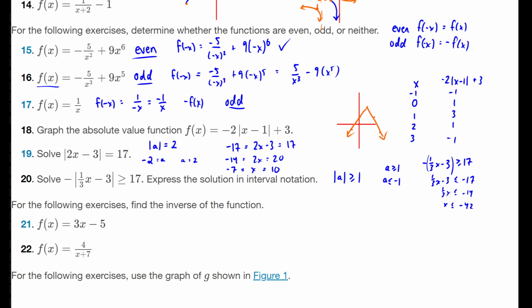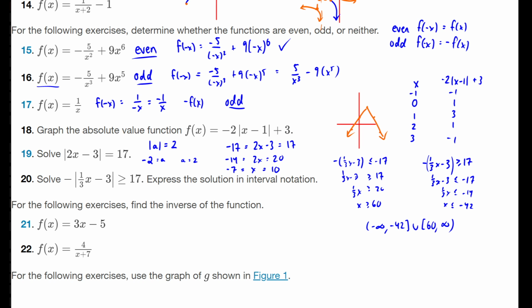So let's just clear this first bit here so we can do the other side. Negative 1/3 x minus 3 is going to be less than or equal to negative 17. So this means that 1/3 x minus 3 is going to be greater than or equal to positive 17. So 1/3 x is going to be greater than or equal to 20. So x is going to be greater than or equal to 60. So from negative infinity up until negative 42, we have a domain. And then from 60 up into infinity, we also have our domain.